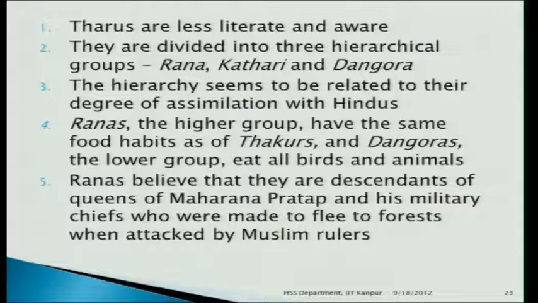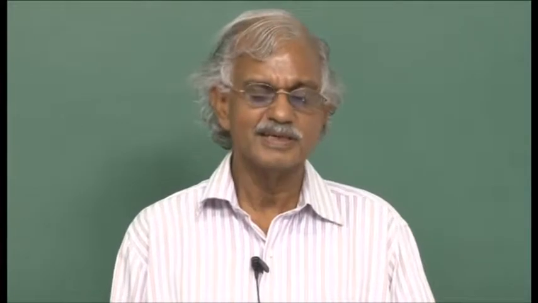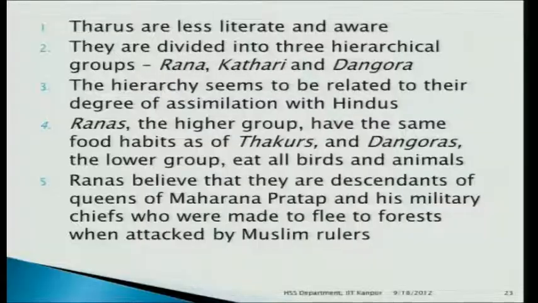Earlier I used to have a feeling that tribal societies are homogeneous, unstratified, undifferentiated, but when I went to Bahraich and Lakhimpur Khiri, I found that Tharus were less literate and aware. They are divided into three hierarchical groups, Rana, Kathari and Dangora. The hierarchy seems to be related to their degree of assimilation with Hindus. Ranas, the higher group, have the same food habits as Thakurs, and Dangoras, the lower group, eat all birds and animals. So, the concept of purity and pollution would distinguish between high and low. Ranas believe that they are descendants of queens of Maharana Pratap and his military chiefs who were made to flee to forests of this side when attacked by Muslim invaders, Muslim rulers.